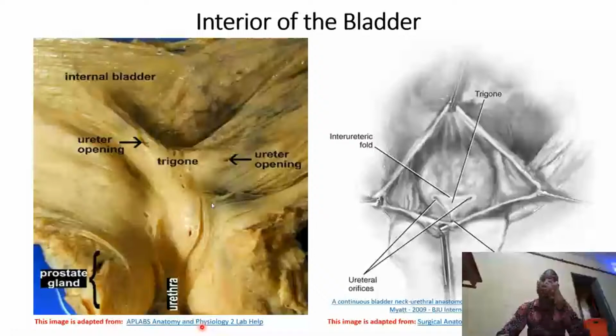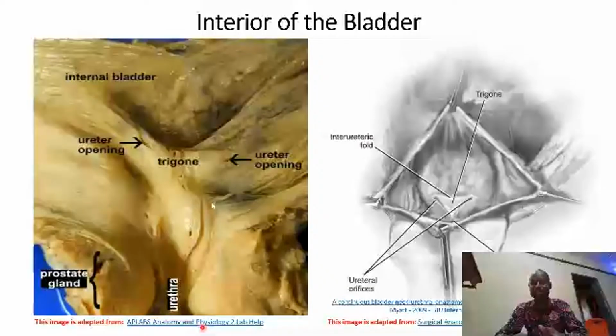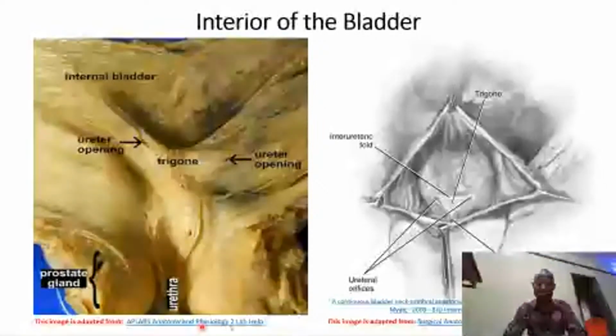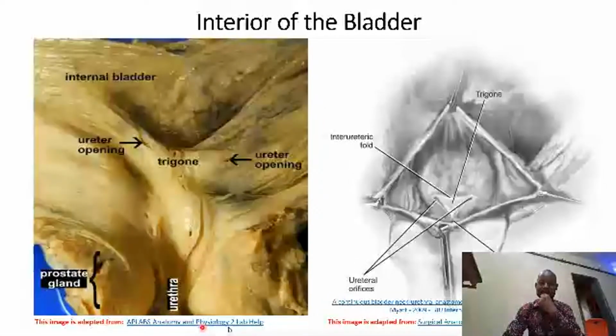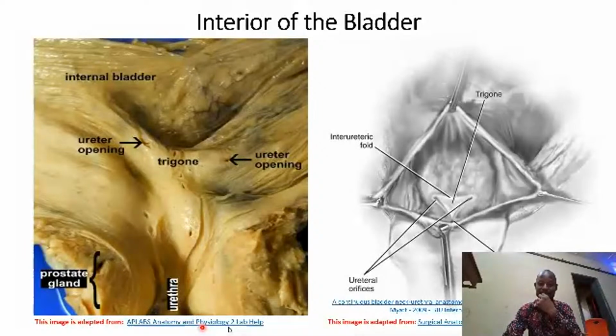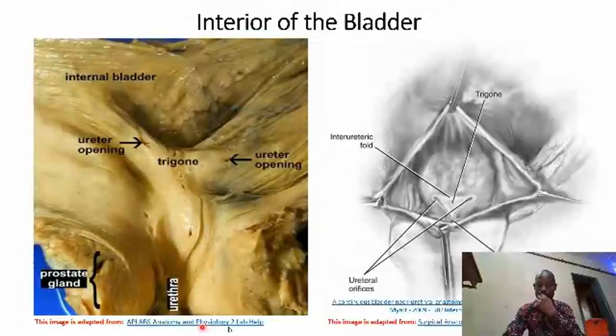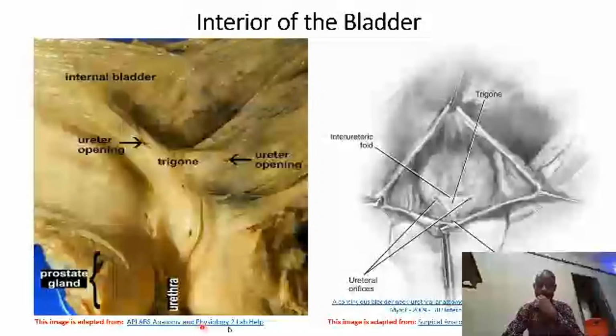Now, when the bladder is distended, the trigone area becomes larger, and the distance between the ureteric orifices and the urethral orifice will be 5 centimeters apart. You can actually see that when you do a cystoscopy and try to take a measurement of these orifices.